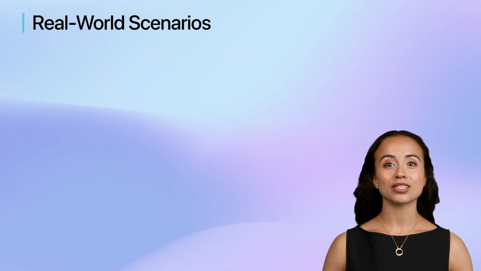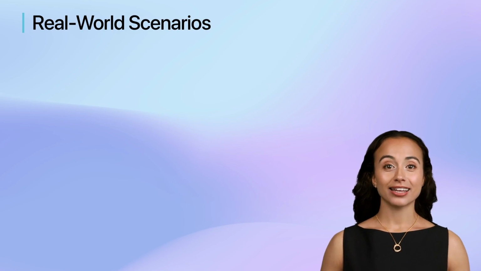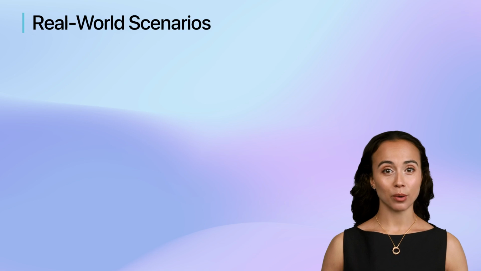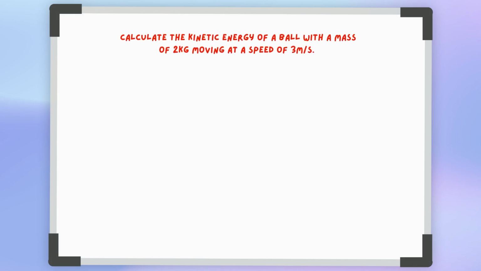To illustrate how to calculate kinetic energy, let's apply what we've learned to a few problems to consolidate our new knowledge. Our first example for today is: calculate the kinetic energy of a ball with a mass of 2 kilograms moving at a speed of 3 meters per second. Our first step is to identify the given quantities. We have a mass of 2 kilograms and speed of 3 meters per second.